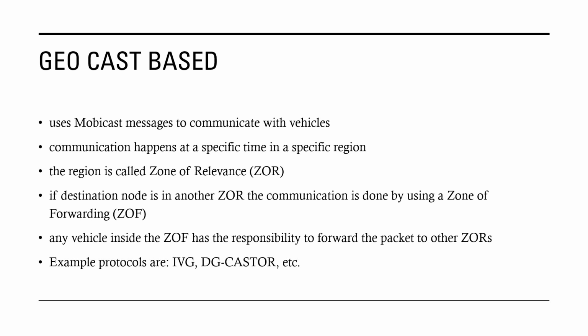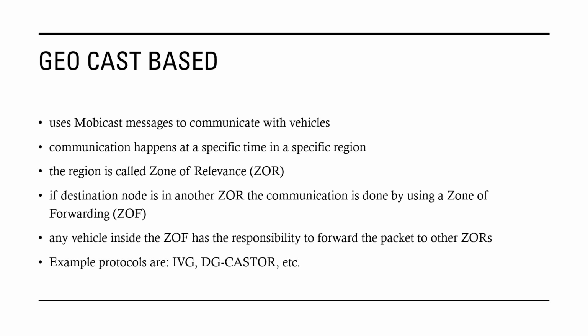This is the last category, which is geocast based routing, or geocast based vehicle routing for VANET. It uses Mobicast messages to communicate with vehicles. Mobicast is a specific type of multicast technique which can be used to communicate with multiple nodes at the same time. There are two kinds of Mobicast actually, so do not confuse them. This is one of those types. Communication happens at a specific time and in a specific region, and that region is called the zone of relevance, or ZOR. Whenever the vehicles are in the zone of relevance, they communicate with each other.